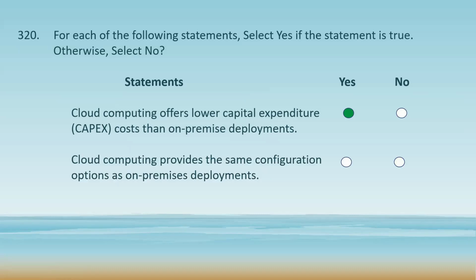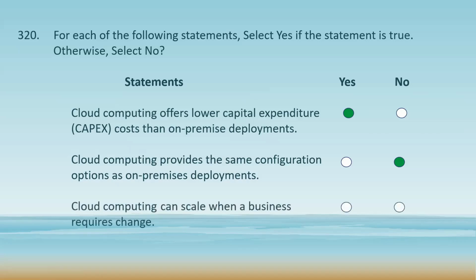And the next statement is cloud computing provides the same configuration options as on-premise deployments. I think this statement is incorrect. You can't run any legacy systems in cloud, whereas you have full control in on-premise and can run whatever configuration needed by the application, which is why, as per me, this statement is incorrect. Now, the third statement is cloud computing can scale when a business requires change. This statement is correct, my friends, and this is one of the biggest advantages of moving from on-prem to cloud.